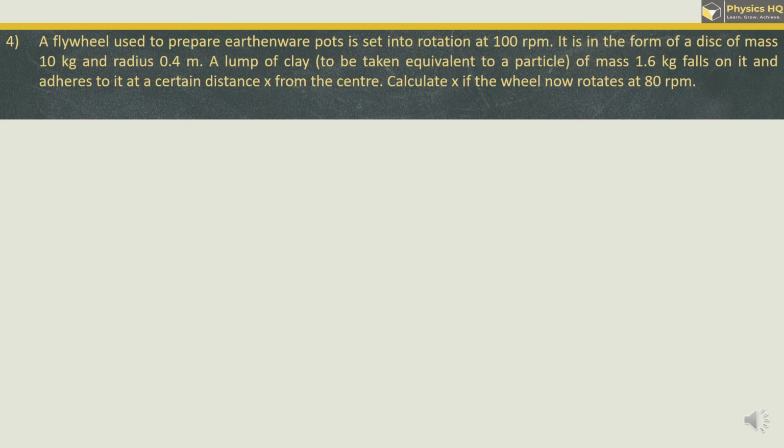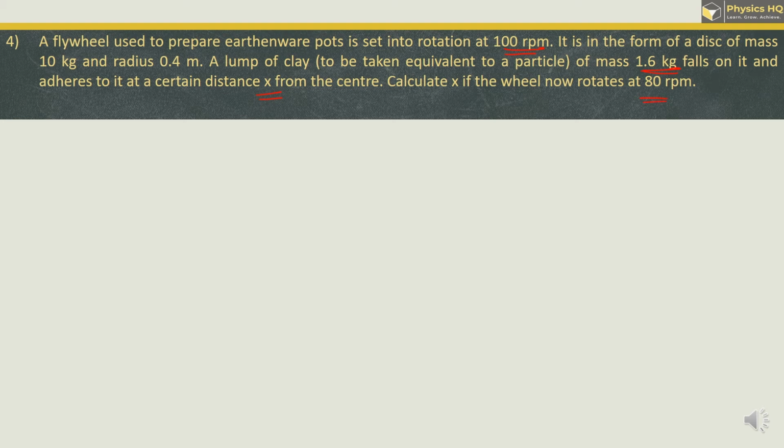A flywheel used to prepare earthenware pots is set into rotation at 100 rpm. It is in the form of a disc of mass 10 kg and radius 0.4 meter. Now a lump of clay, which is to be taken equivalent to a particle of mass 1.6 kg, falls on it and adheres to it at a certain distance x from the center. Calculate x if the wheel now rotates at 80 rpm.